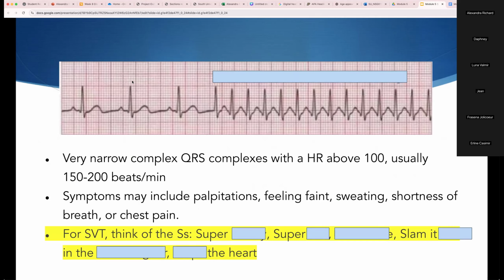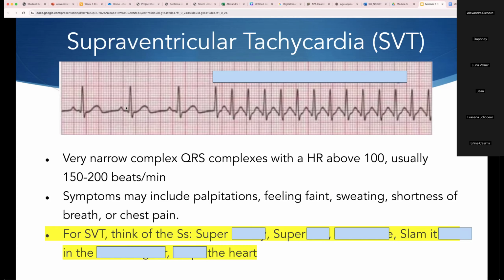Okay, so something happened here. I feel like there were three normal heartbeats, and then all of a sudden something strange happened. What is this rhythm? This is supraventricular tachycardia. As you can see, we had three normal heartbeats and then a sudden onset of this very rapid rhythm. We've lost the P wave. What has happened here?